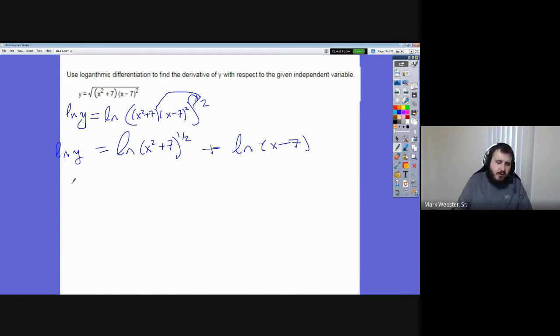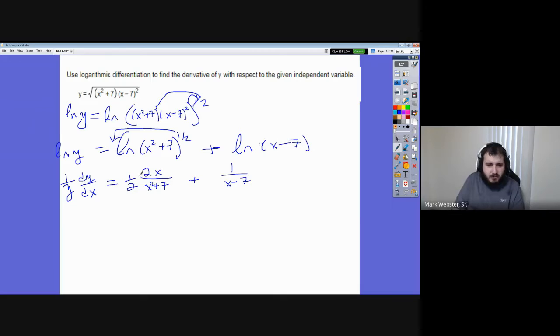So now I take the derivative of both sides. Same thing every time on this left-hand side, 1 over y dy dx. You can bring this 1 half down to make life easier. So we got 1 half derivative of the inside over the inside, so 2x, because 7 goes away. And you're left with that, plus the derivative of this one, 1 over, because the derivative of x minus 7 is just 1. So 1 over x minus 7. Hey, and now we're pretty much done. Maybe cancel these 2s out. That's okay.